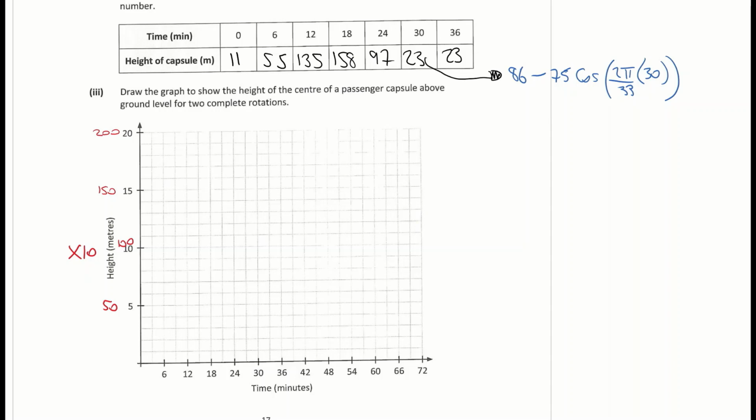So I need to go 0, 11. So it's going up in 10. So 11 is probably about here. My next point is 6, 55. Again, it's going up in 10. So halfway between the dots here. So that would bring me to around here. Okay, so there's my points, and my final point is 36, 23.